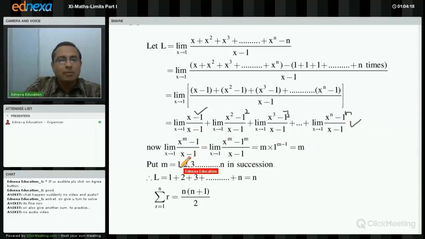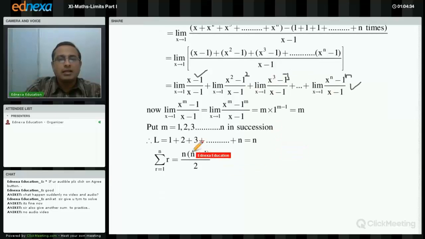Now when you put m equal to 1, what is the answer? 1. So the value of this limit is 1. What about the second part? If you put m equal to 2, what is the answer? 2. Yes. For m equal to 3, the answer is 3. And for this, what is the answer?